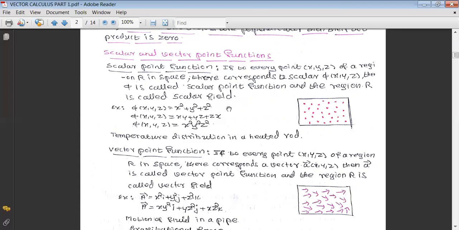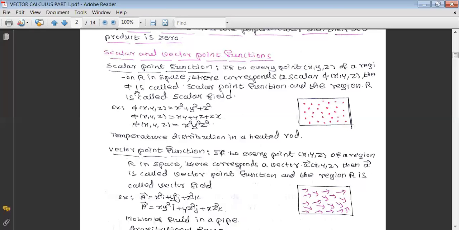Some examples of scalar fields are the scalar functions phi of x, y, z equal to x square plus y square plus z square, phi of x, y, z equal to xy plus yz plus zx, and phi of x, y, z equal to x square y square z square. These represent the mathematical functional formats.